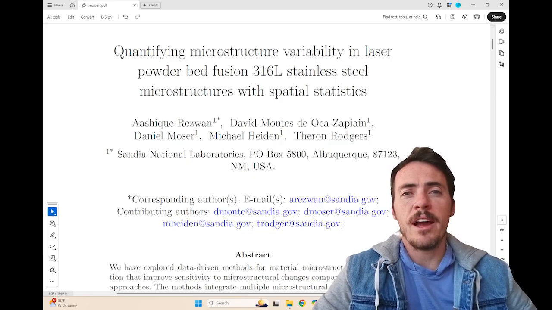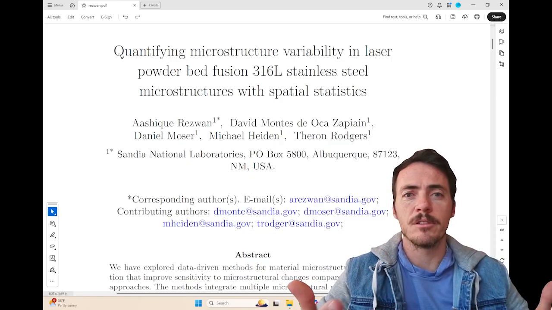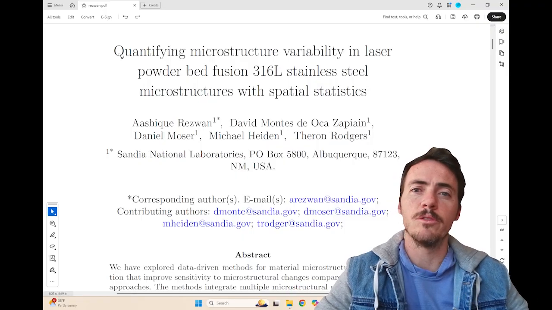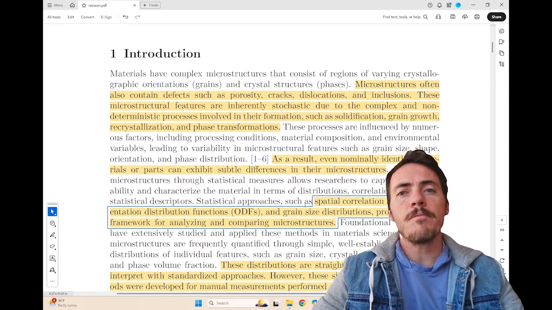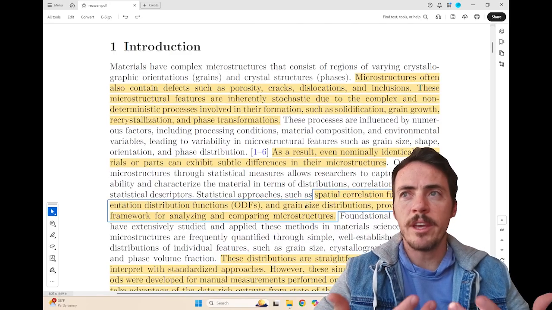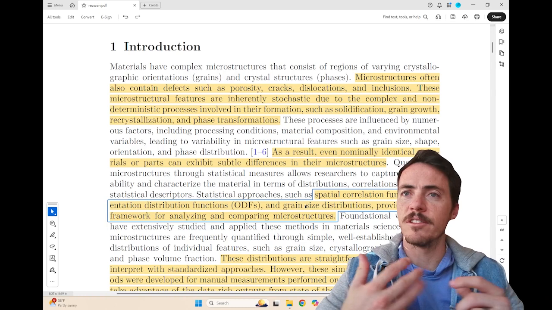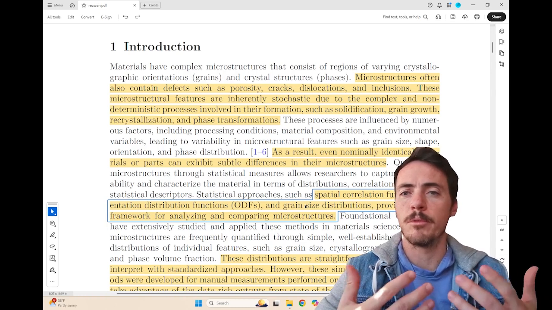Now, this paper has all to do with quantifying microstructures of additively manufactured components, and they're going to use a new tool here. They're going to use spatial statistics. The paper begins talking about one of the key challenges: we care about microstructure. Obviously, that's where things like porosity, cracks, dislocations, inclusions show up, and those definitely impact performance.